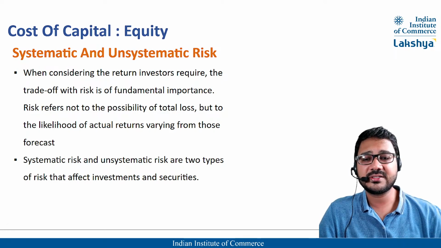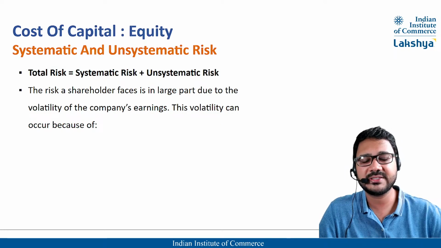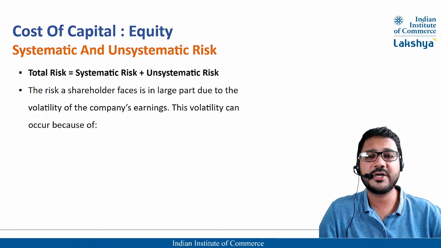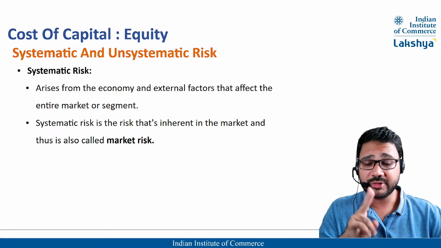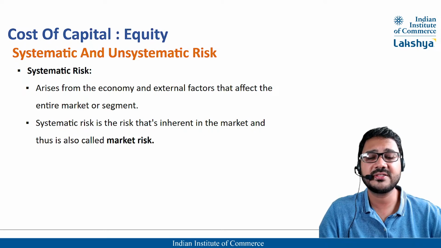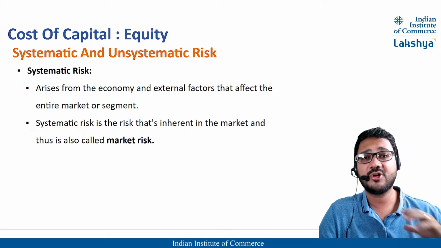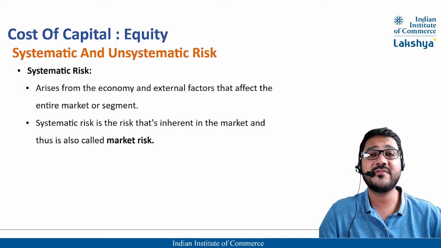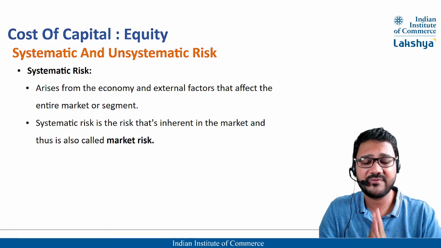Systematic risk and unsystematic risk are two types of risk that affect investment and security. So total risk is a summation of systematic plus unsystematic risk. The risk shareholders face is in large part due to the volatility of the company's earnings. This volatility can occur because of two reasons. One is systematic risk and the other is unsystematic risk. Systematic risk arises from the economy and external factors that affect the entire market or the segment. So a lot of external factors are at play. Systematic risk is inherent in the market and therefore it's also called market risk. It affects the entire market, therefore market risk.